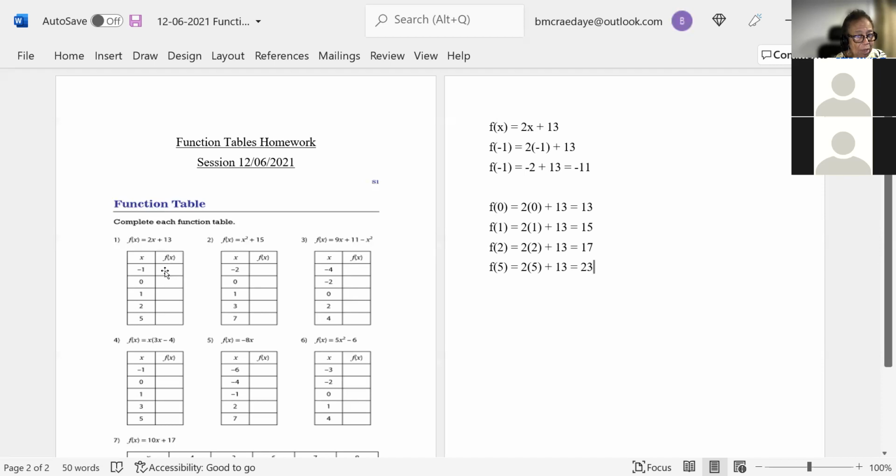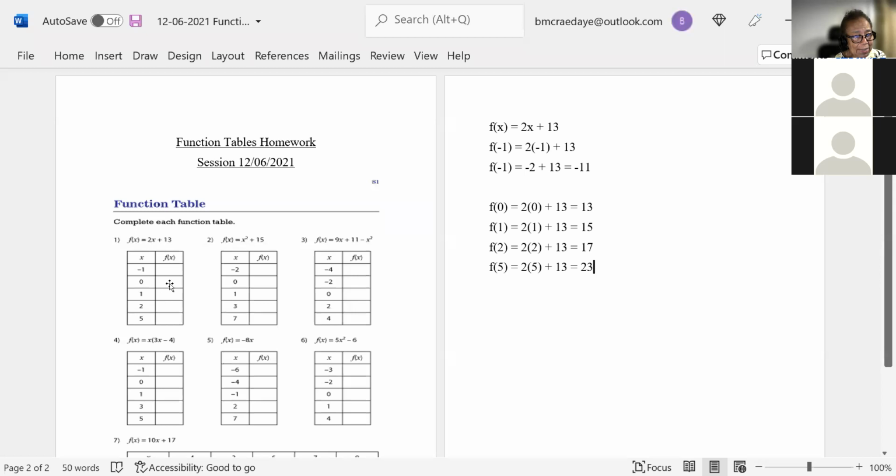So the first one, what do you have for your output? Hold on. When your input is -1, what's the value of f of x? -2. No. Minus 2 plus 13 was what? 11. Minus 11. So right here, you put minus 11. All right. So this entry right here is minus 11.